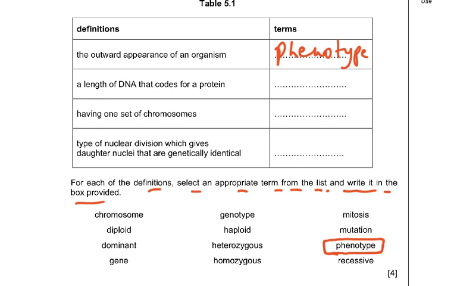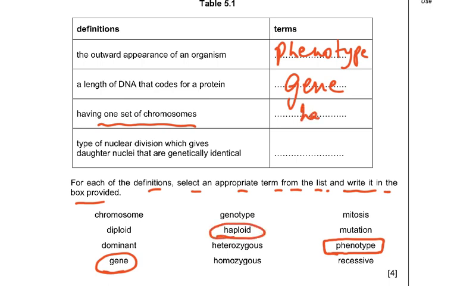group O. A length of DNA that codes for a protein, a length of DNA that has to be gene, it can't be anything else. That is the definition of gene. So actually it's the definitions which were asked in the syllabus, and then now they put it in another way. Having one set of chromosomes, that is haploid. Having one set of chromosomes, haploid, is usually the gametes, and these gametes are produced by meiosis.